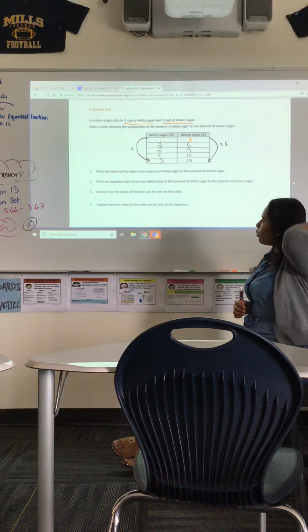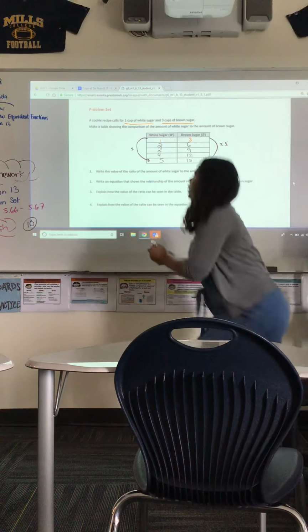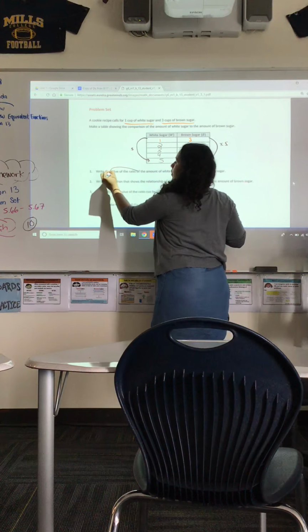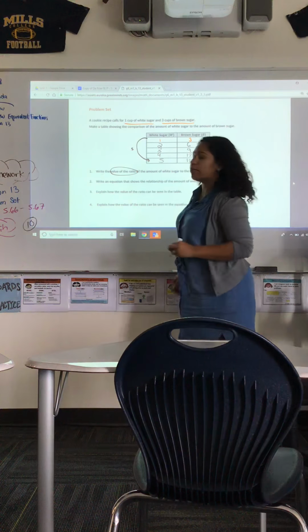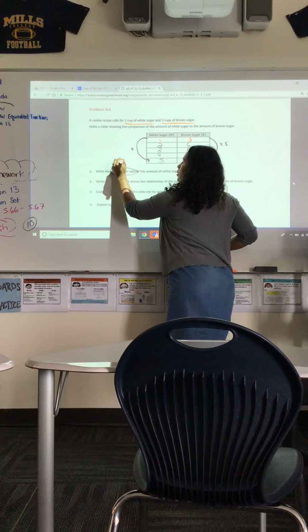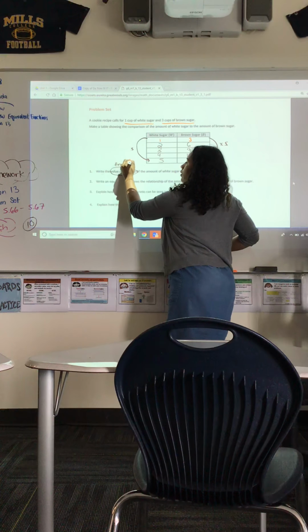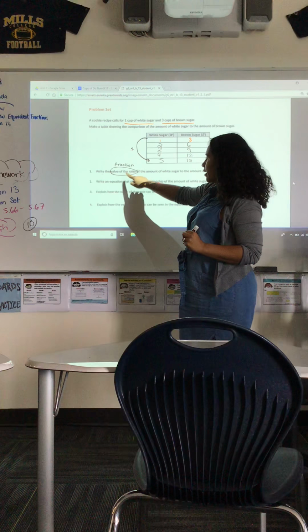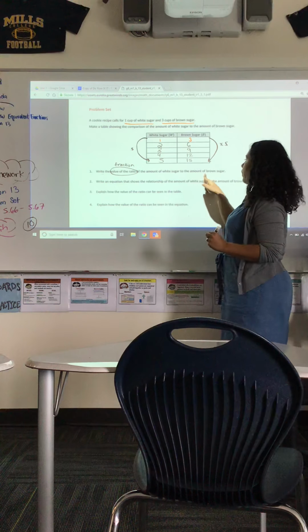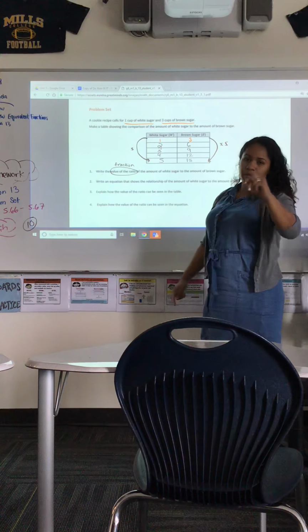So number 1 says, write the value of a ratio. Value of a ratio, we talked about that earlier in this video. Value of a ratio means fraction. So write the fraction of the amount of white sugar to the amount of brown sugar. You should be able to do that.